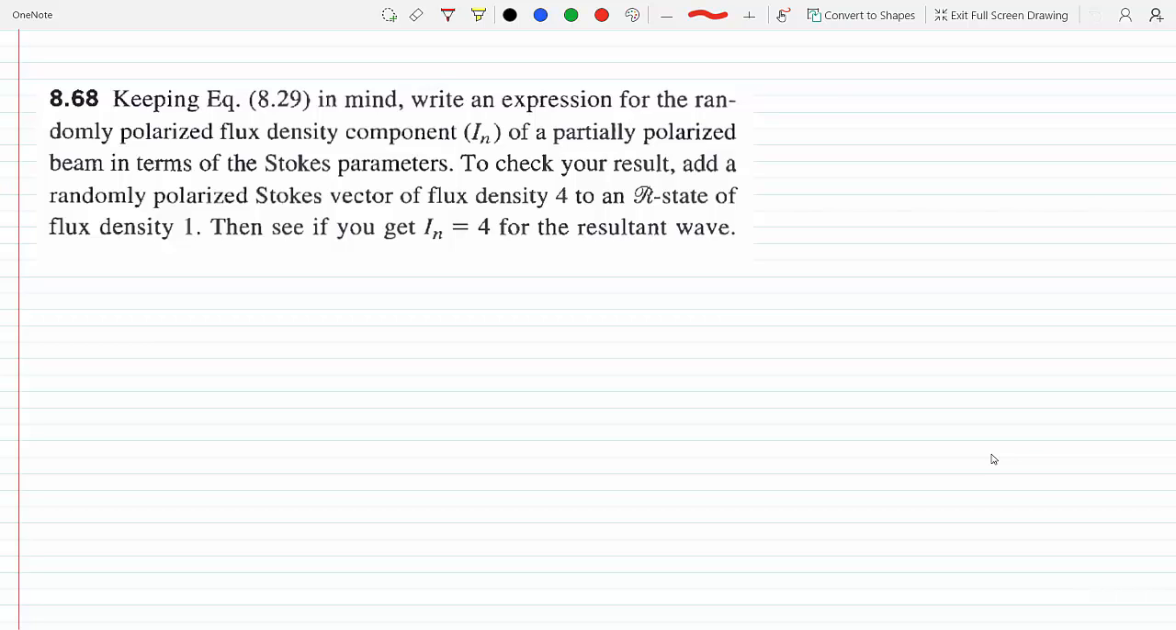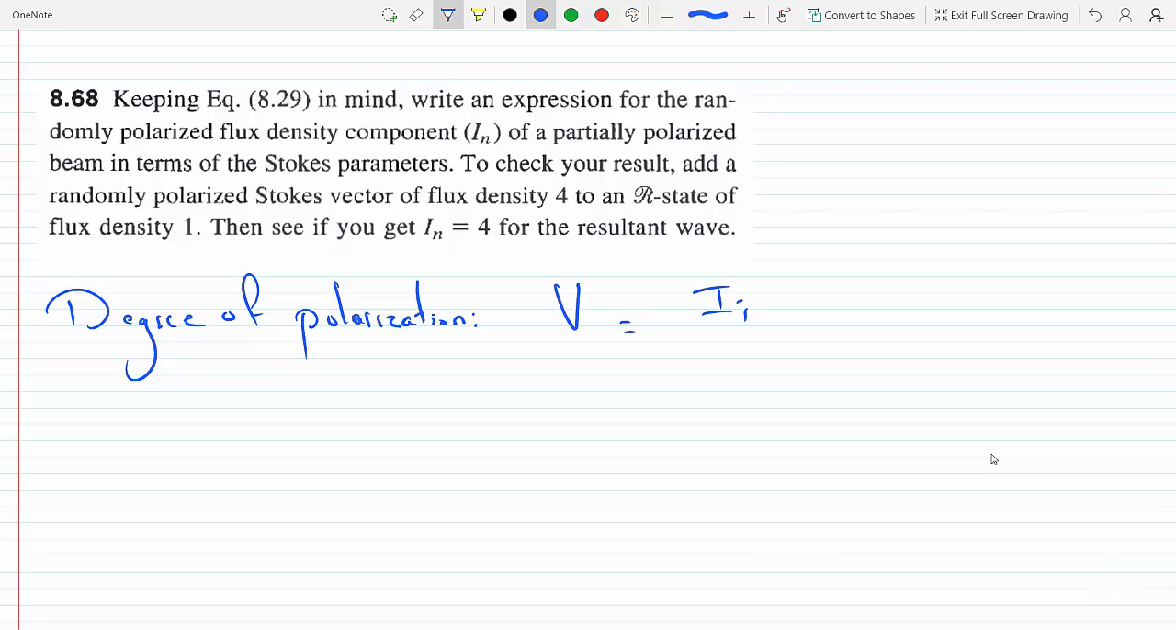Okay, so we have equation 29, which is the degree of polarization. That is V, and that's equal to IP divided by IP plus IN, where IP and IN are the constituent flux densities of polarized and unpolarized, or natural light.